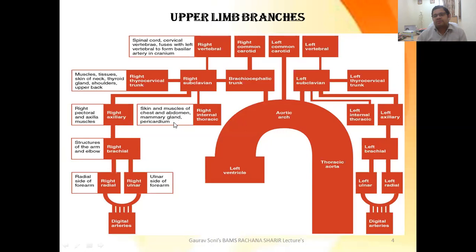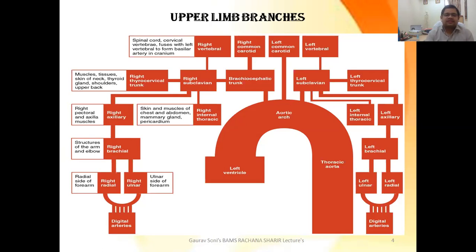Simply you can remember one mnemonic: vitamin C D. Vitamin means vertebral artery, and D means dorsal scapular artery. We'll talk about them again later. Here you can see the three only. Then when it reaches the axillary region, it is known as the axillary artery.